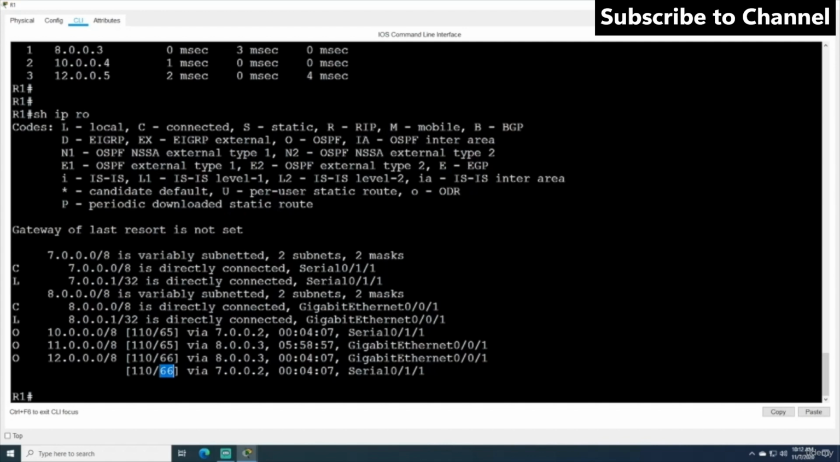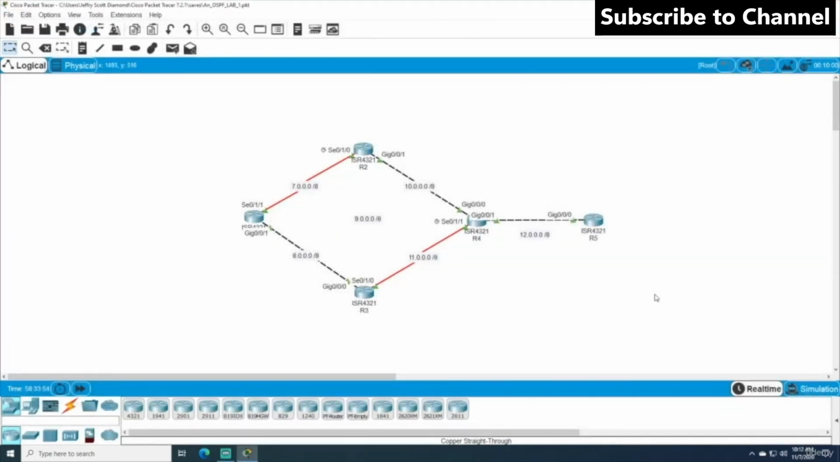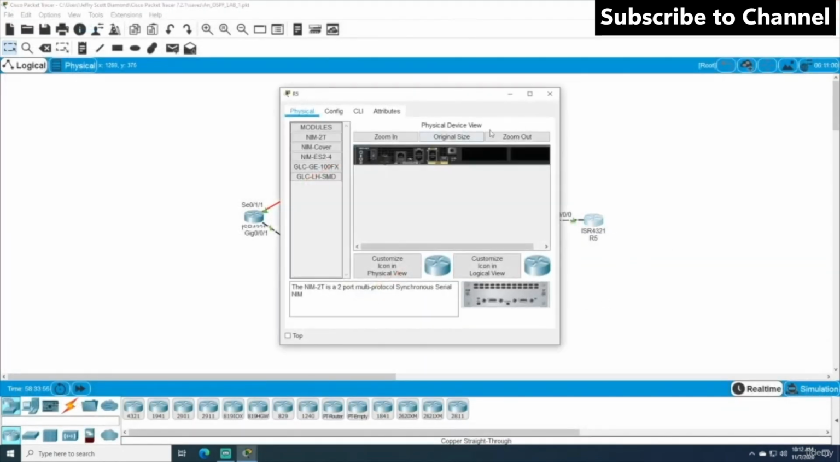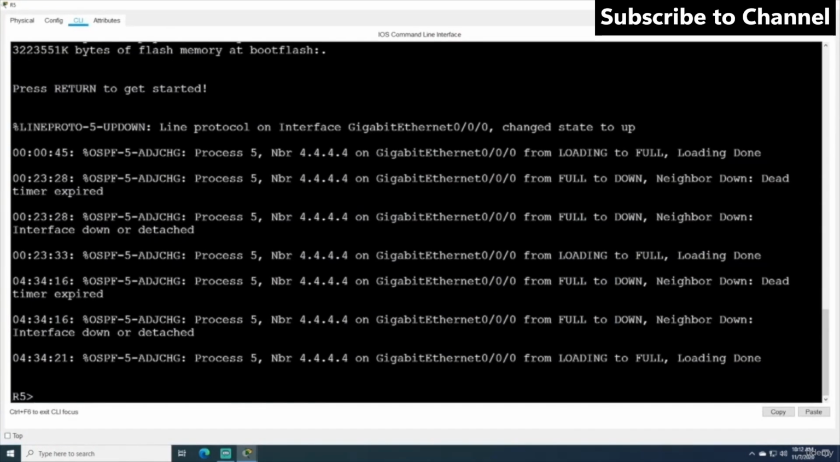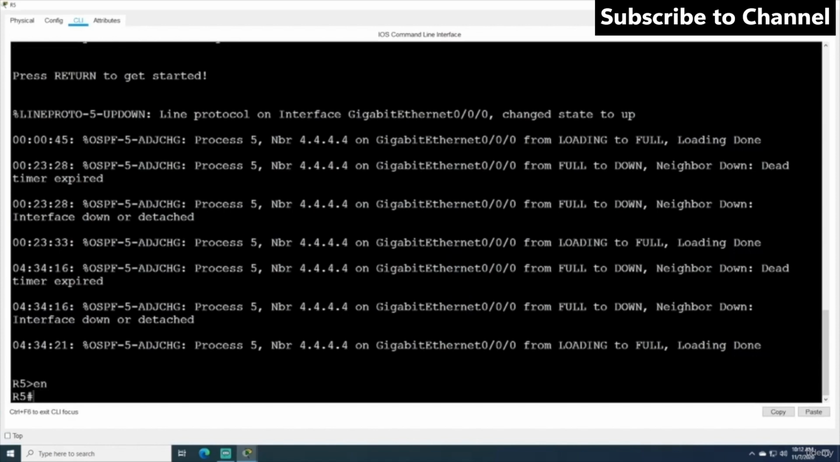So OSPF is having a little bit of a problem helping router 1 route packets across the network to the 12,000 network. And of course we don't like things to be clumsy as engineers because we like things to be nice and neat. So let's see what's happening over here from router 5's perspective.